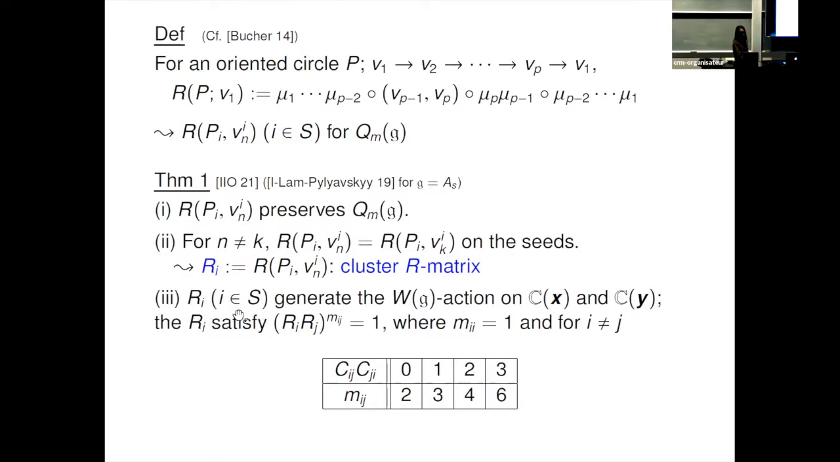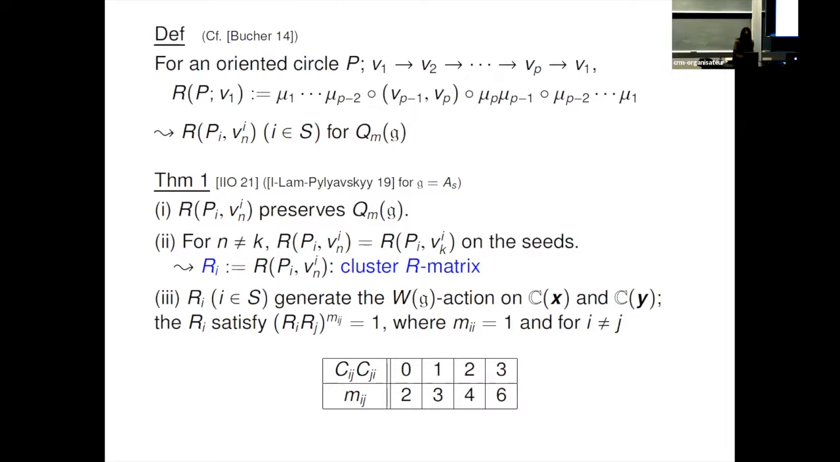So R_i, i in the rank set, generate the Weyl group action on the rational function field generated by X or Y variables, because it doesn't change the quiver, so it is well defined. And namely, R_i satisfy this Coxeter relation. If i and j are equal, then m_ii is 1. It means that R_i is an involution. And if i and j are different, depending on the quantity of the product of the Cartan matrix, we have these things. Actually, today I only deal with the simply laced case. We only have 0 and 1 for this quantity. So m becomes 2 or 3. When m is 2, it means that they are commutative. And when m is 3, this is nothing but the famous braid relation or Yang-Baxter relation for the R matrix.